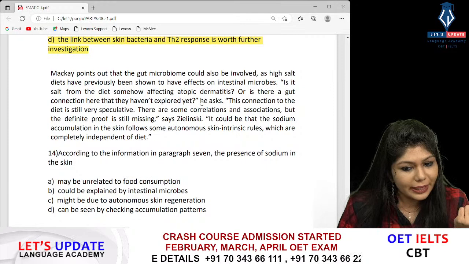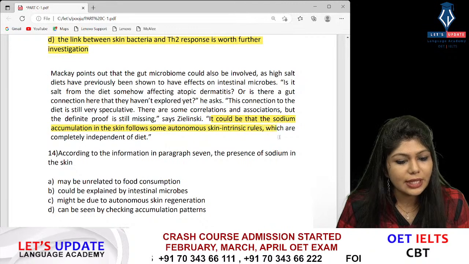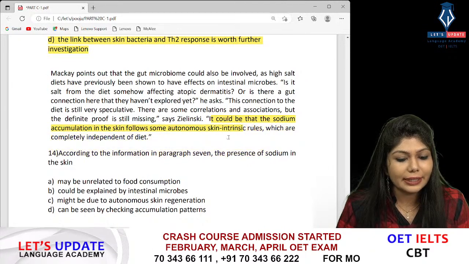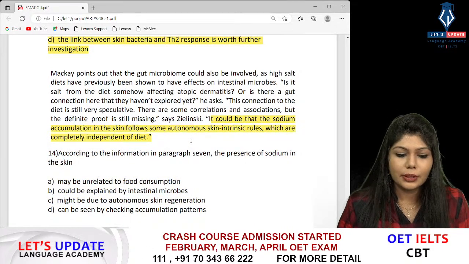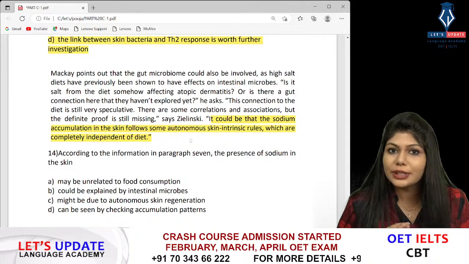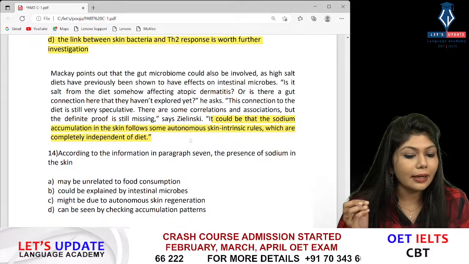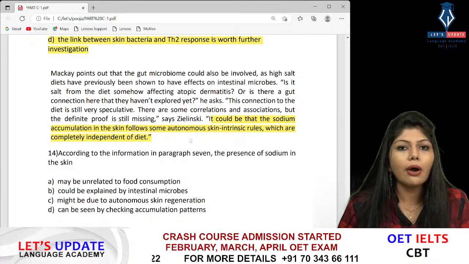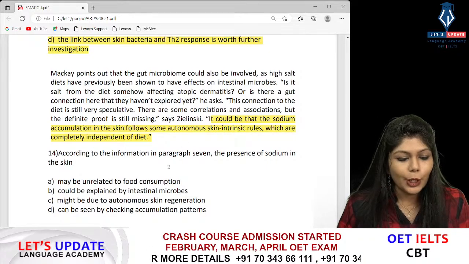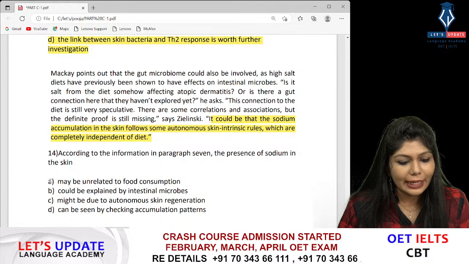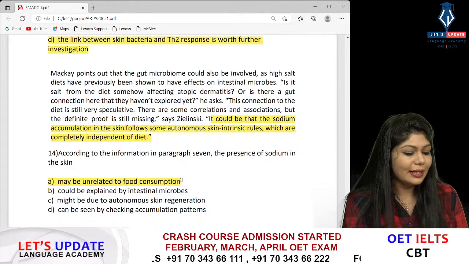So that means it could be that sodium accumulation in the skin follows some autonomous skin intrinsic rules which are completely independent of diet. That means it could be not related to diet. Okay, that means independent of diet. So it's not dependent on diet. That is what they say. It could be that they are completely independent of diet. That means not dependent on, or not related to diet or food consumption, because of which your answer will be A. It may be unrelated to food consumption. So that is the correct answer.